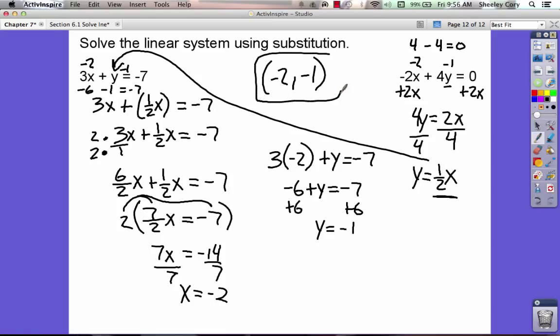So that's solving systems of equations using substitution. I like it a lot better than graphing, like I said. Make sure you took the notes. Make sure that you turn them in tomorrow. And if you want to take a look at the U-Try problems, go ahead and do those as well.